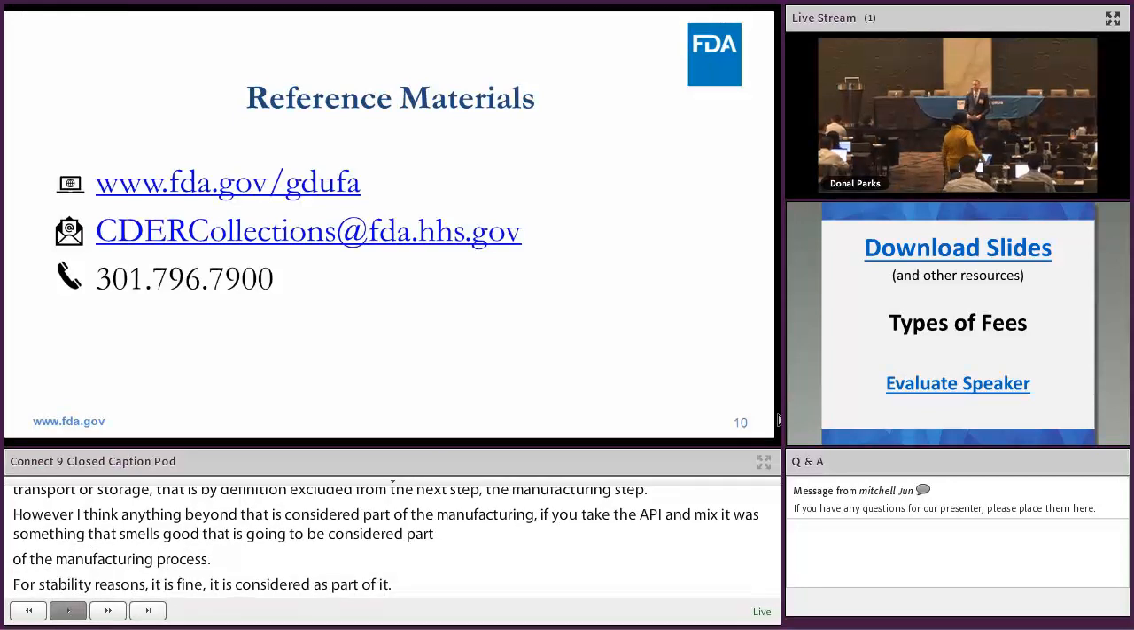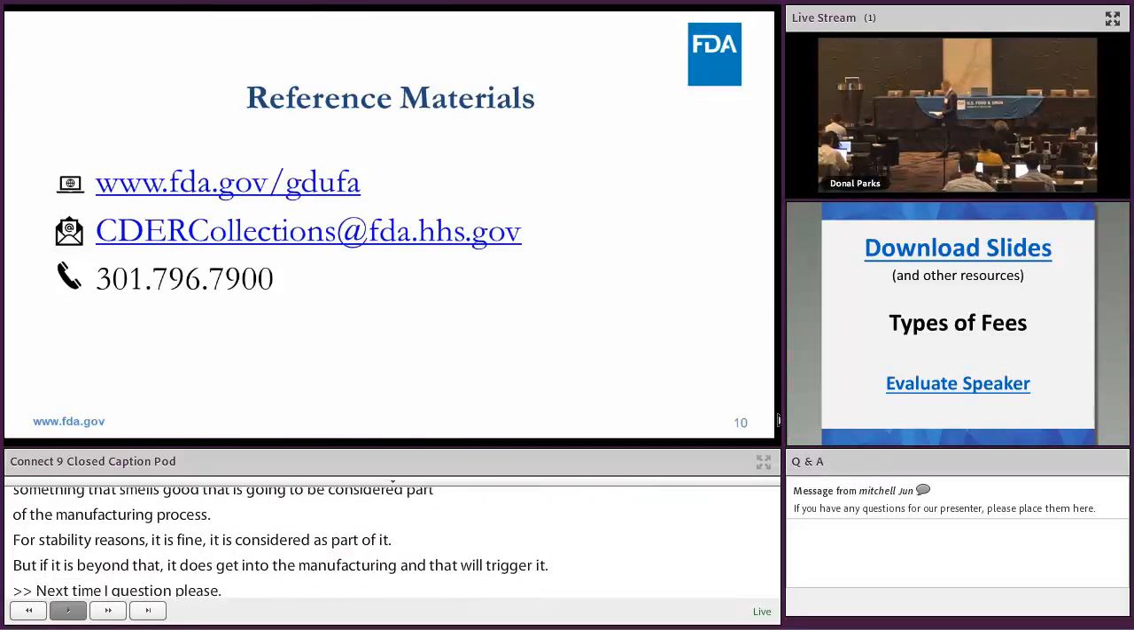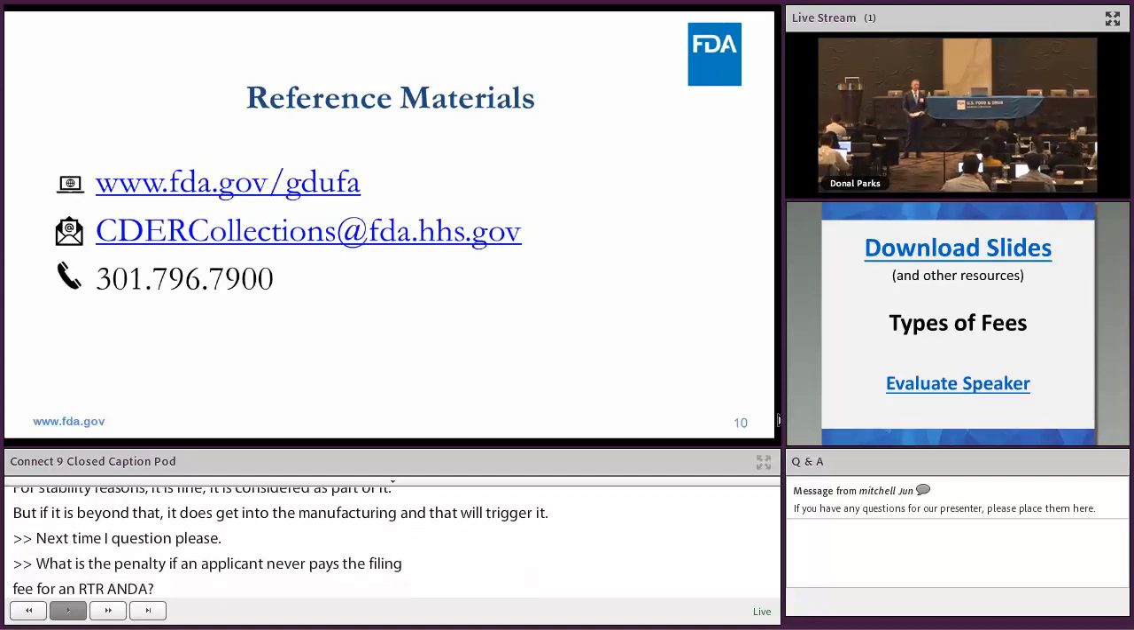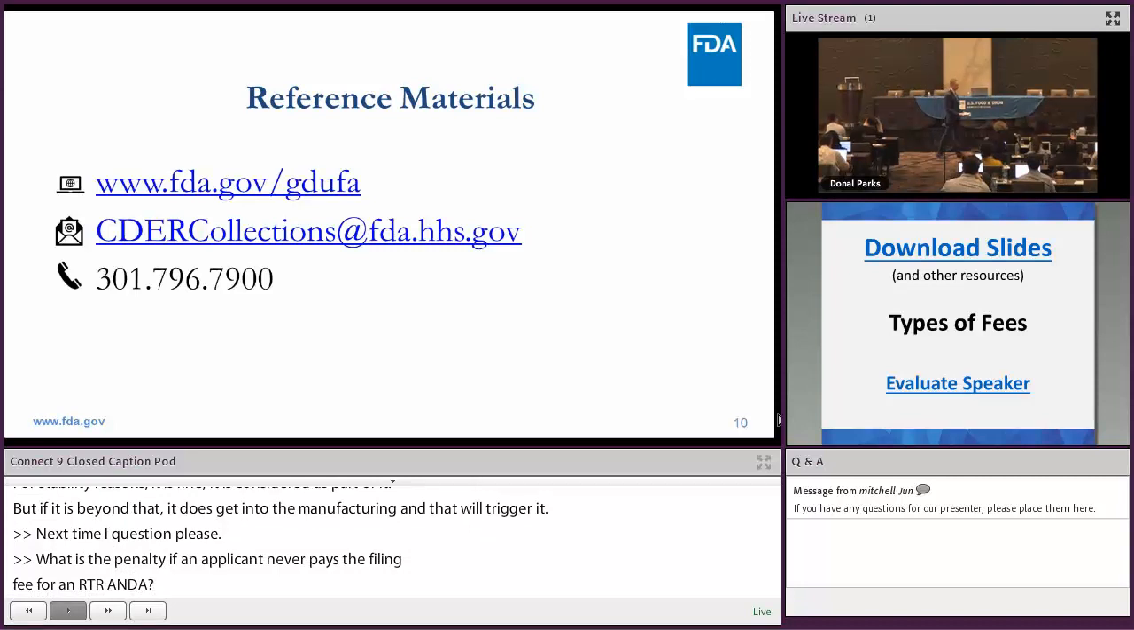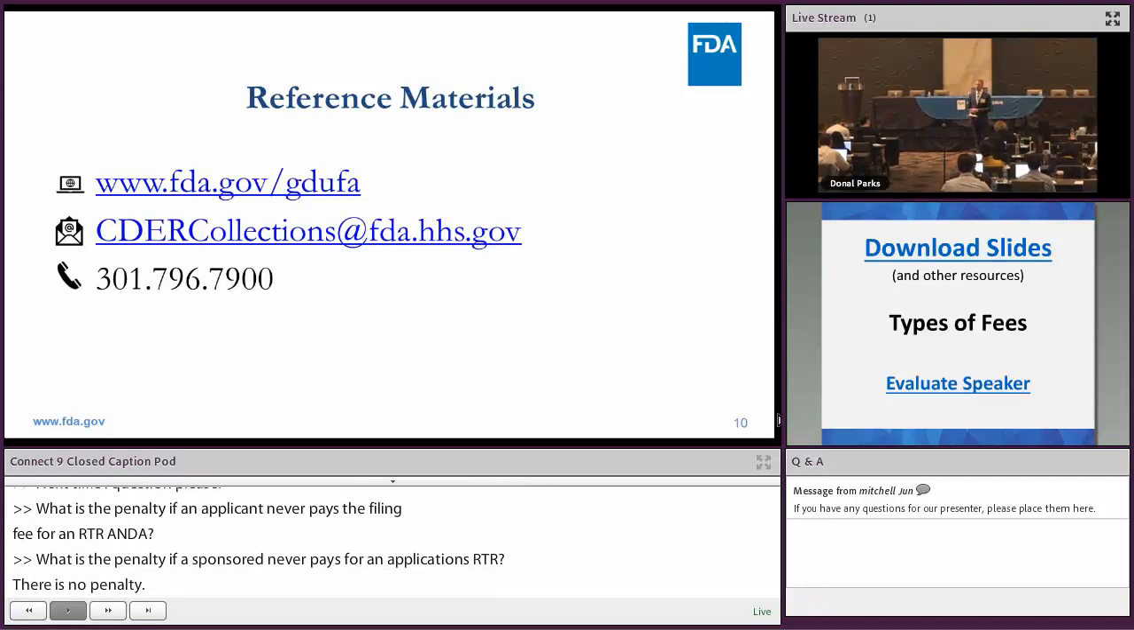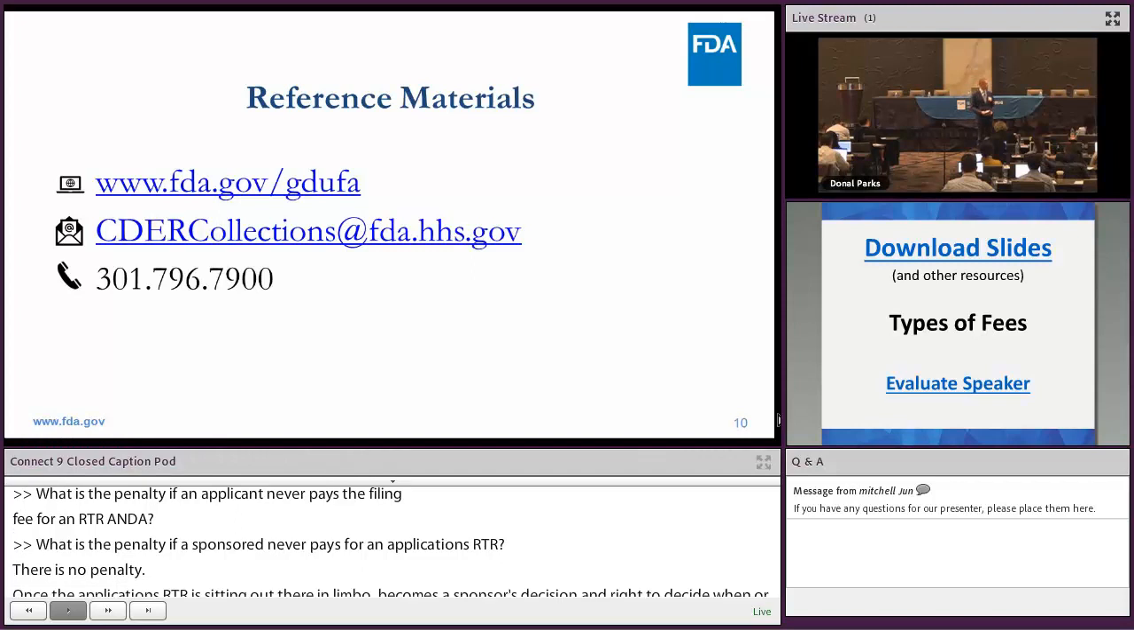Next online question, please. What is the penalty if an ANDA applicant never pays the ANDA filing fee for an RTR'd ANDA? What is the penalty if a sponsor never pays for an application that was RTR'd? So there's really no penalty. Once the application's RTR'd, it's sort of sitting out there in limbo, and it becomes the sponsor's decision and right to decide when or if to resubmit. If the sponsor never resubmits, it sits out there and nothing ever happens to it.